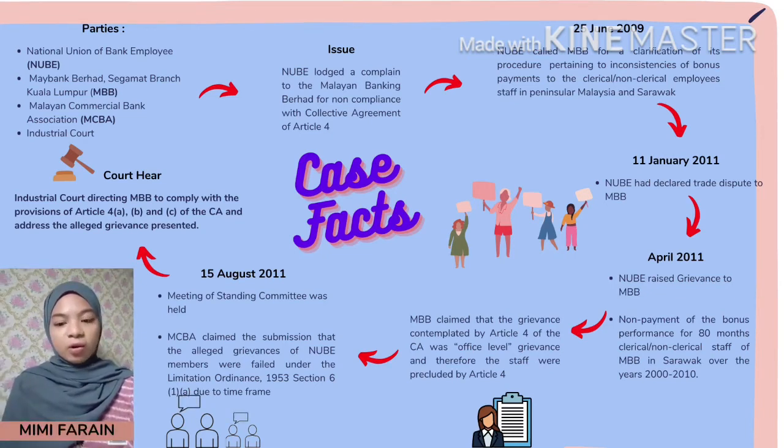And then, in April 2011, 7 members of NUBE raised a grievance to MBB. However, this was refused by the branch manager, saying that there is no necessity for doing a grievance. MBB also claimed that the grievance contemplated by Article 4 of the collective agreement was an office-level grievance, and therefore the staff were precluded by Article 4 from invoking it.